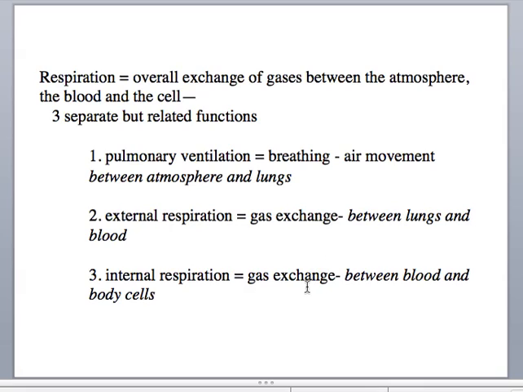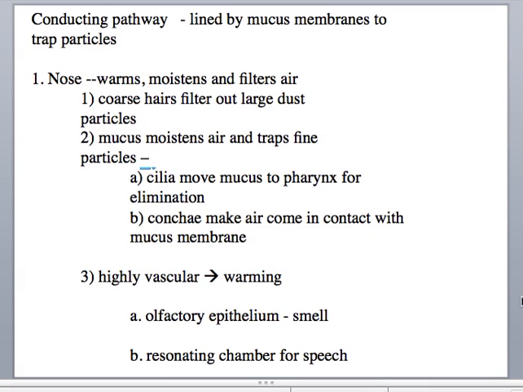Internal respiration is gas exchange between the blood and your body cells within the tissues. So we will explore these as time goes on. But before that, we've got to talk a little bit about anatomy and some of the function of these anatomical structures that make up the respiratory system.